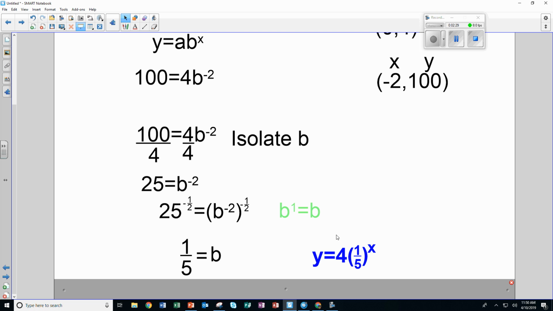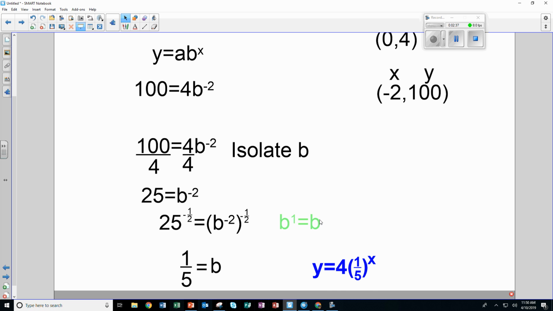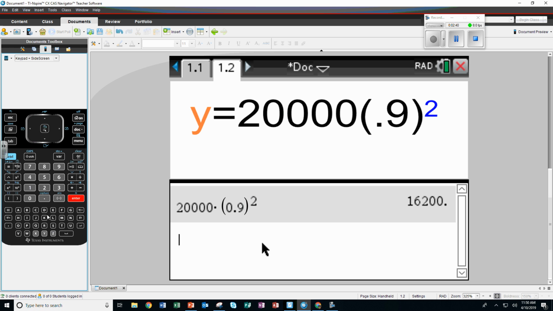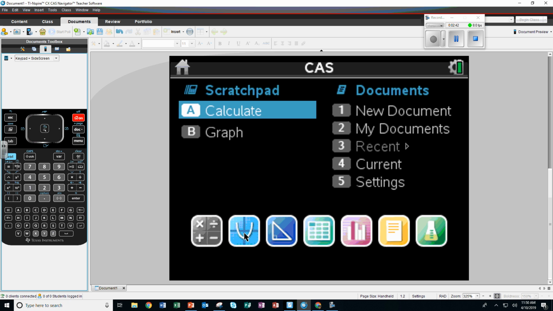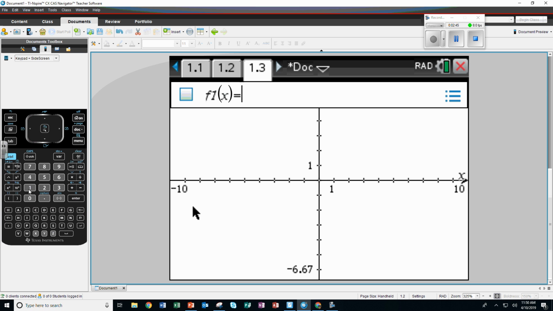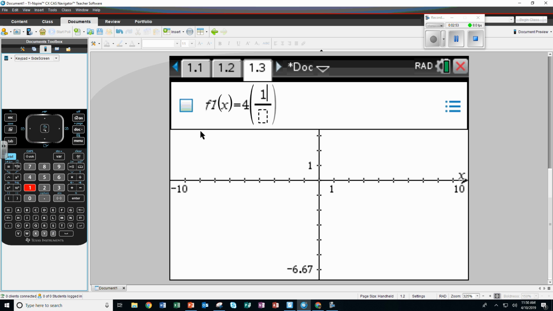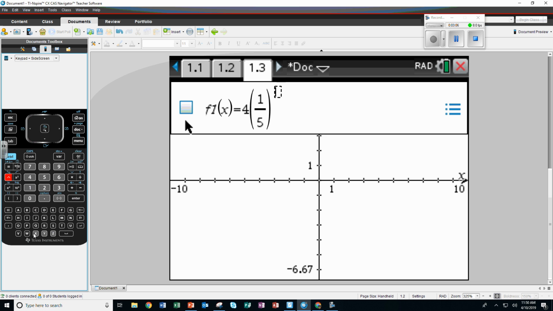And we're going to go to the calculator and check and see if that actually goes through these 2 points here. So we'll do that. We've got a calculator right here. So let's go to the calculator and let's graph 4 times 1/5, and we'll raise it to the power of x. Oops, that's not a power, is it? To the power of x, that's better.